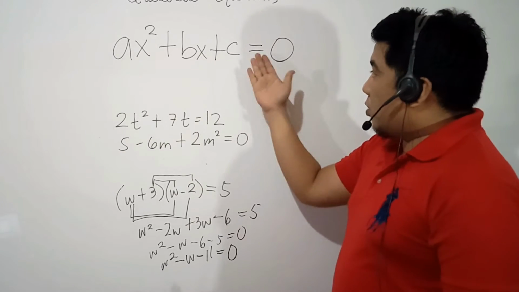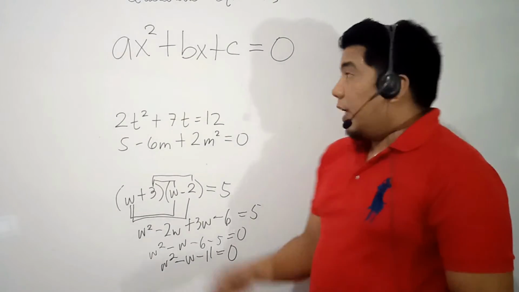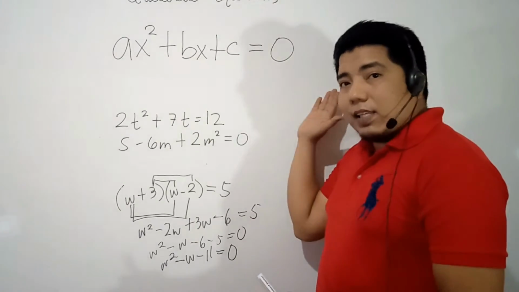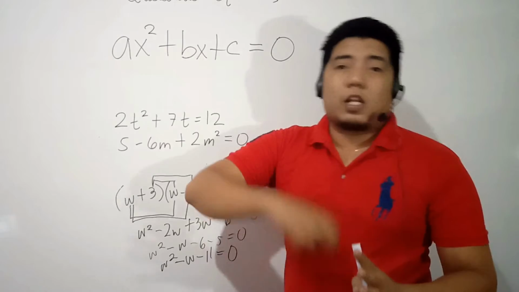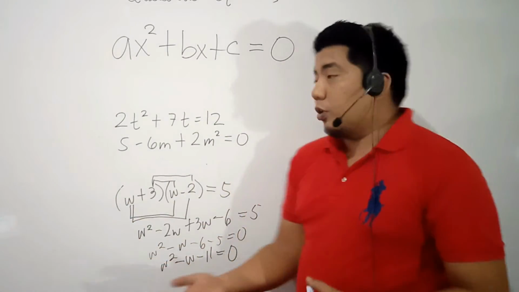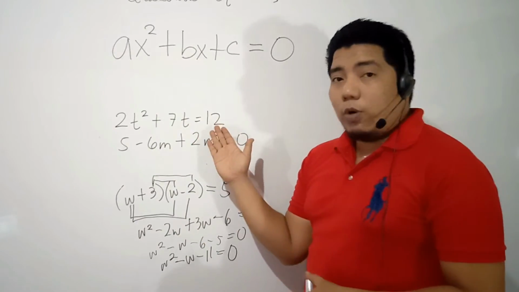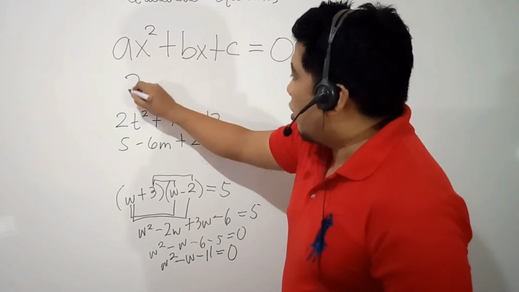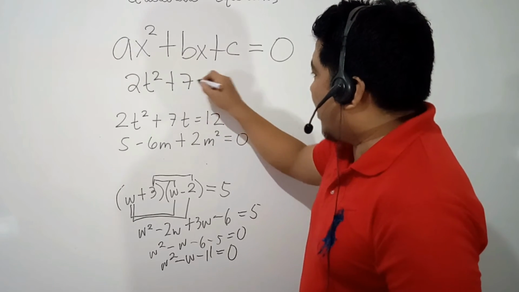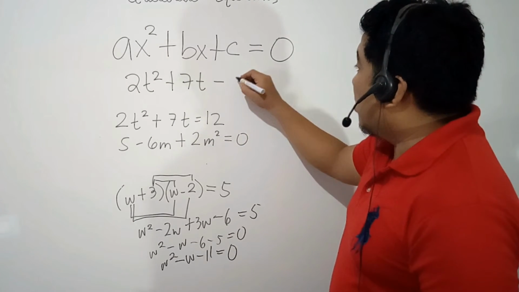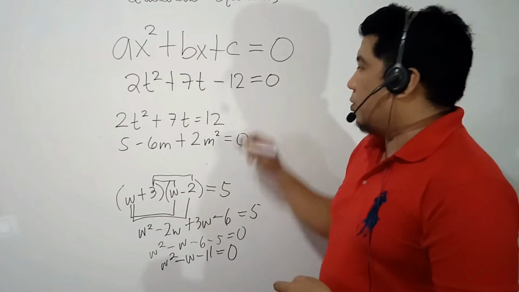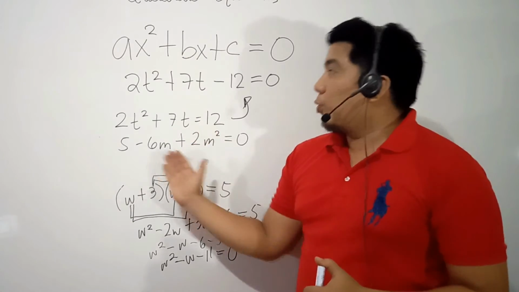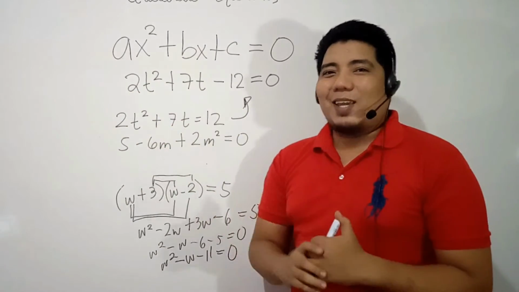Our standard form is always equal to 0. Therefore, if you can see any terms on this side of the equation, what you will do is just transpose them to the other side of the equation. And that is what we will do with our 12 here. We will transpose it to our left side of the equation, giving us 2t squared plus 7t minus 12 is equal to 0. Okay, so now we have arranged our given equation to the standard form of the quadratic equation.